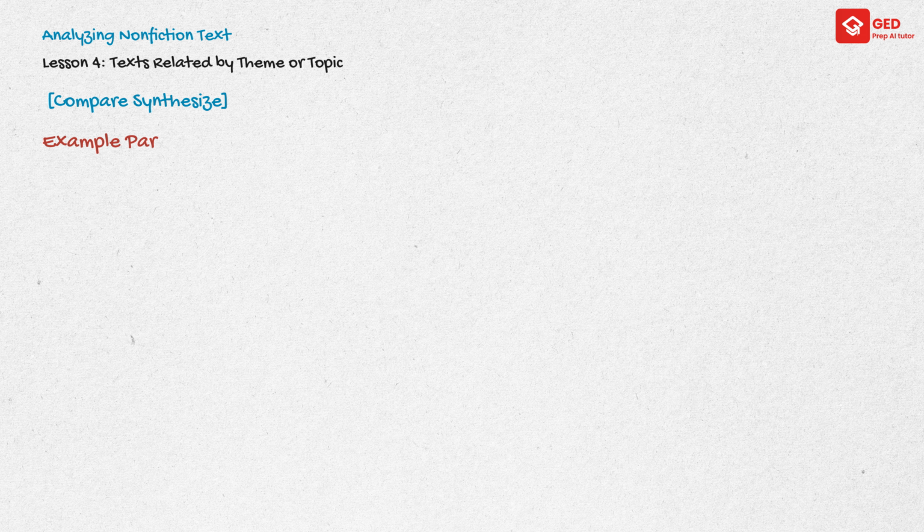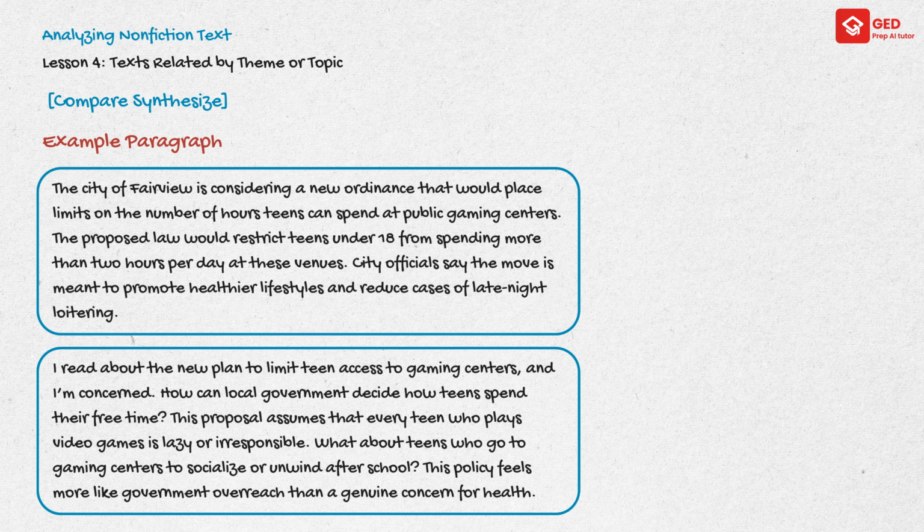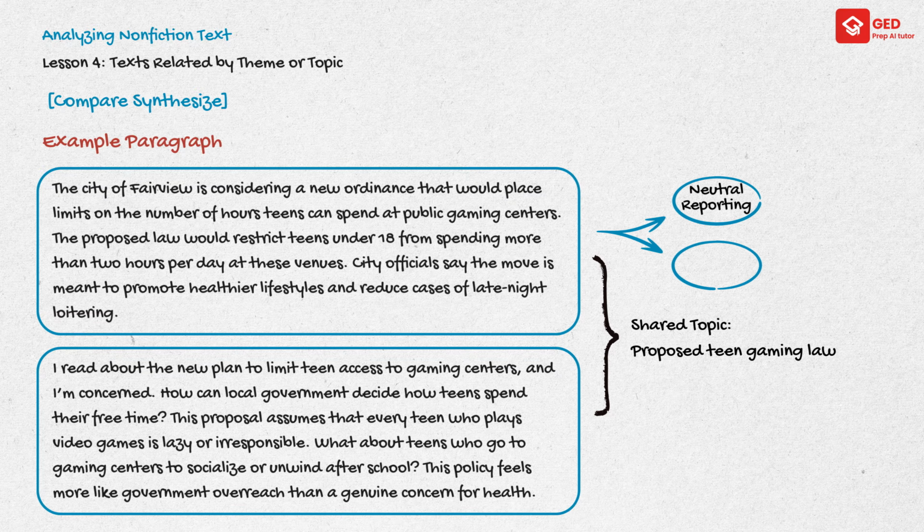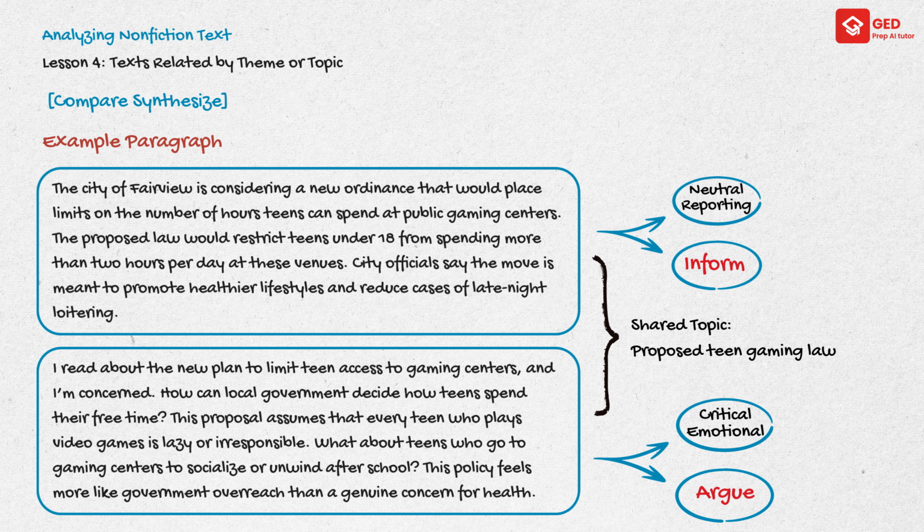Now let's apply this method to a real example and see how 2 texts can approach the same topic in different ways. First, identify the shared topic. Both texts focus on a proposed law limiting teen gaming hours. Notice they are not discussing video games in general. They are discussing a specific ordinance. Next, compare purpose and tone. The news story reports the proposal neutrally. The opinion letter criticizes the proposal and questions government authority. One informs, the other argues.